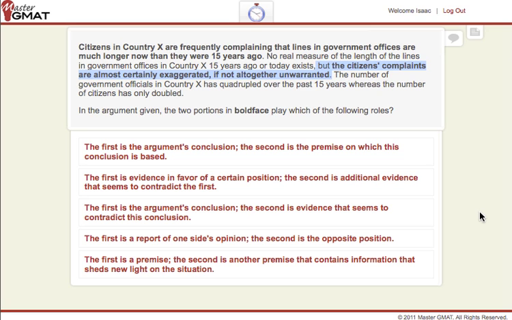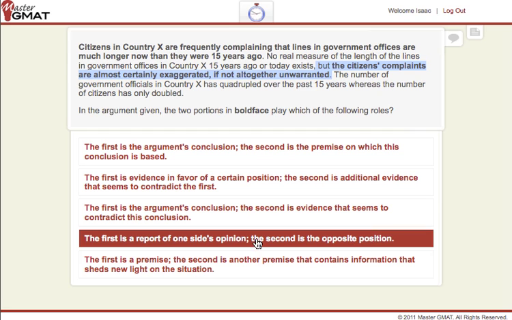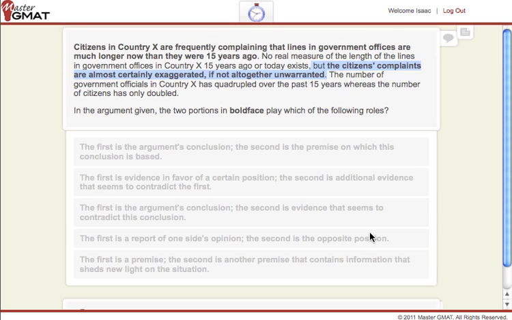And so, of course, take a look. The first is a report of one side's opinion. It certainly is a report, so it's a premise of a side's opinion. Yes, of the citizen's opinion. And the second is the opposite position. Indeed, the word but, an opposite conjunction, you must pay attention to. You must always look at opposition conjunctions. The second is indeed the opposite position. We click on that.